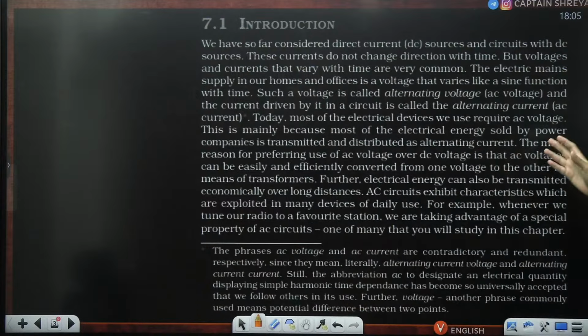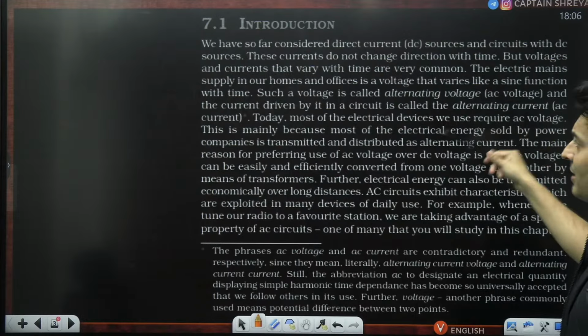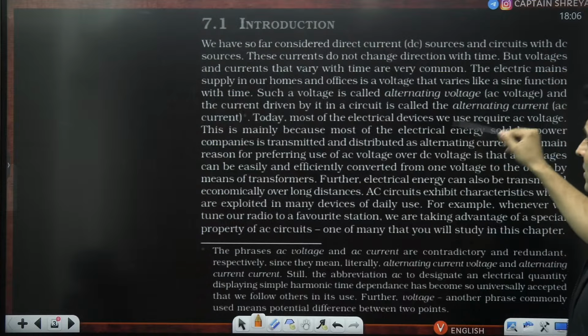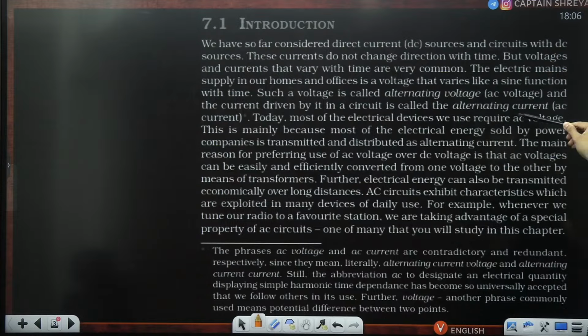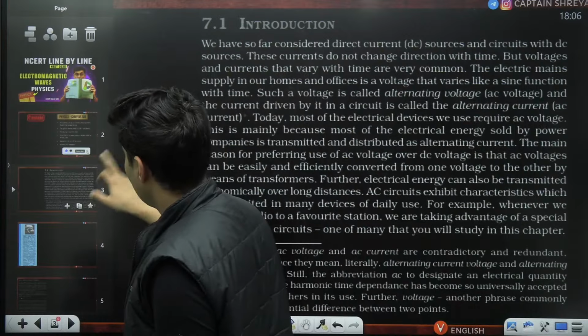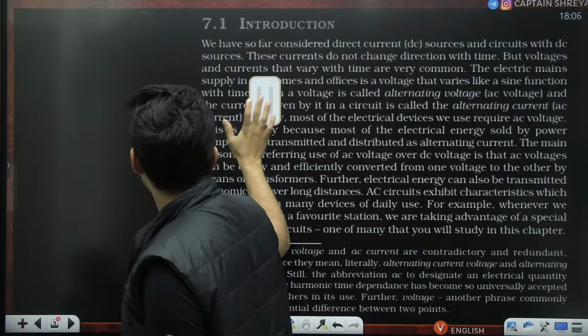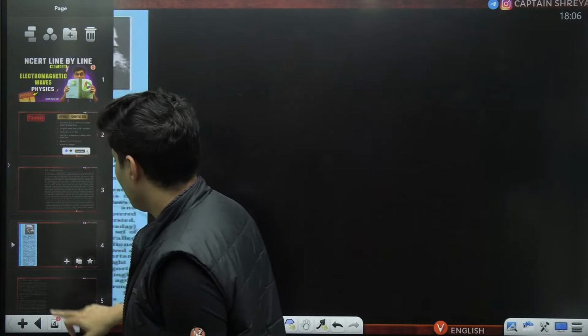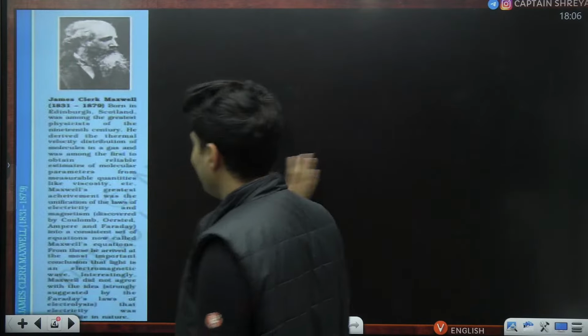And right now, in this particular introduction part, you will see that we have so far considered direct current sources. These do not change the direction with time, but voltages and currents which change with time are very common, and they are used in our homes, offices, etc. like a sine function with time. Such a voltage which, oops, I think this is AC by mistake, this introduction. So sorry guys, this introduction was supposed to be changed. I'm not sure why it was not changed. So sorry. That introduction is of AC, my bad.